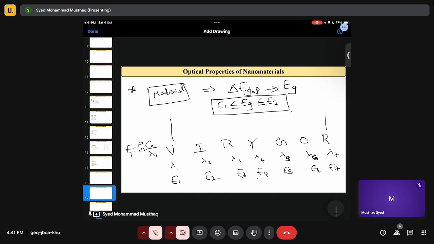Now, the wavelengths with energy greater than this are absorbed, and those with energy that is less are not. What do you mean by that? Let Eg have some wavelength lambda g. Again, the wavelengths with energy greater than this are absorbed. Let's say my Eg lies between E3 and E4. Then all of E1, E2, E3 will get absorbed, and all of E4 onward will get transmitted.